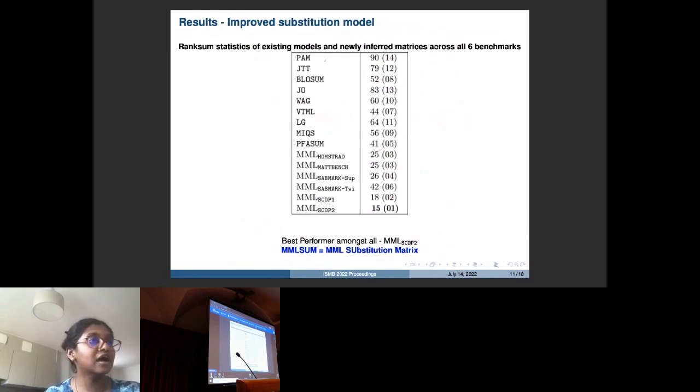So the first are the 9 existing matrices, and these are the 6 MML inferred Markov matrices over each of the benchmark alignment datasets. And then we computed the rank sum statistic, which is simply the sum of the ranks of a certain model across all the benchmarks. And then we see that the best performer among all is this MML matrix estimated over the SCOP2 database. So we take it as MMSM, the MML substitution matrix.